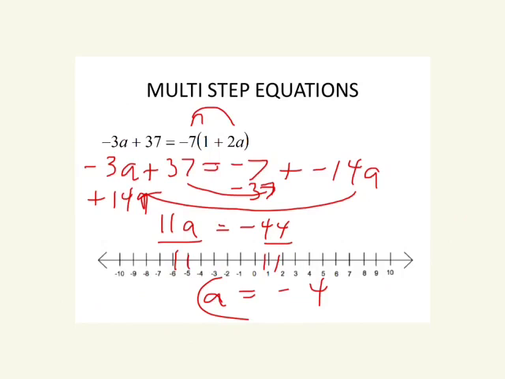Now, it's an equation. a is equal to a negative 4. If we were to graph it, that's all we would have, which is why we don't use number lines and graph the solutions to equations, because we're only graphing one point usually.